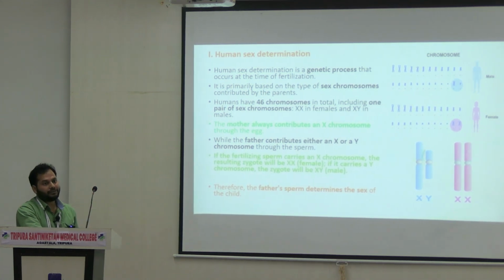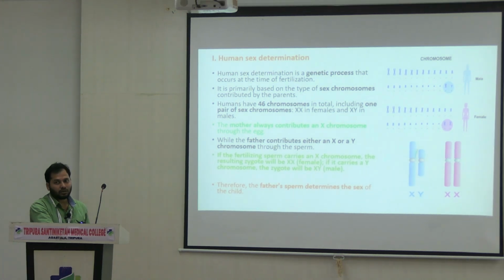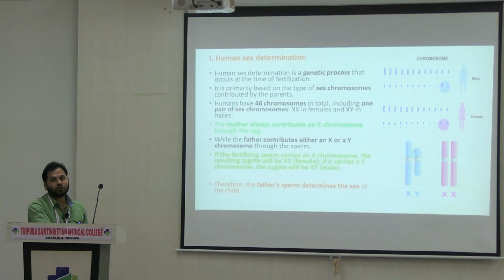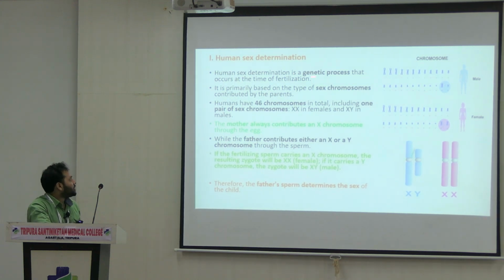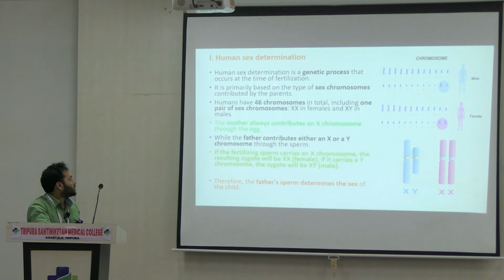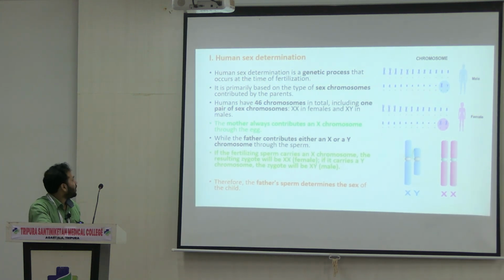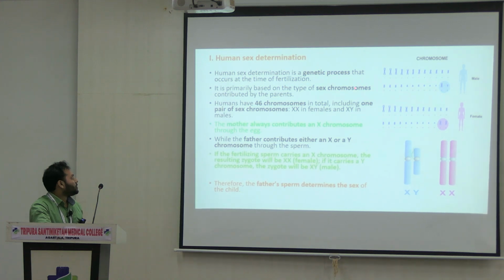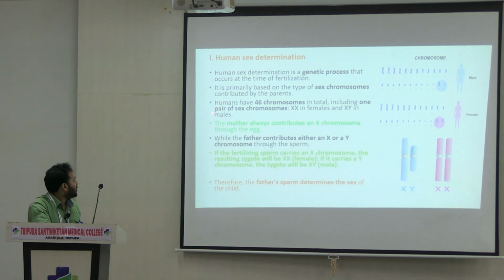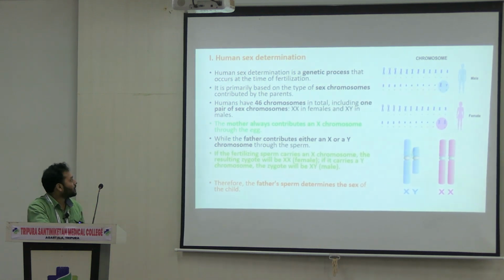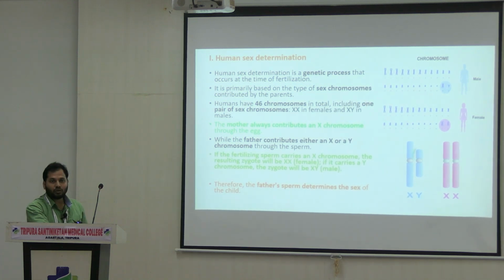Now, this transfer of sex chromosomes basically depends on a specific process called fertilization. Human sex determination is a genetic process that occurs at the time of fertilization. It is primarily based on the type of sex chromosomes contributed by the parents. Humans have 46 chromosomes in total, including one pair of sex chromosomes. Here it is XX in female and XY in male.